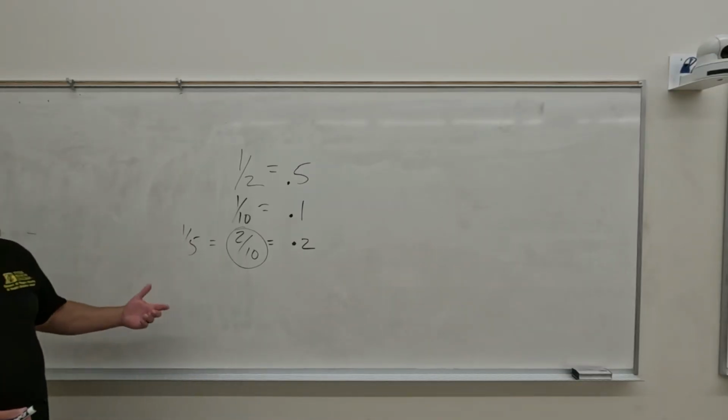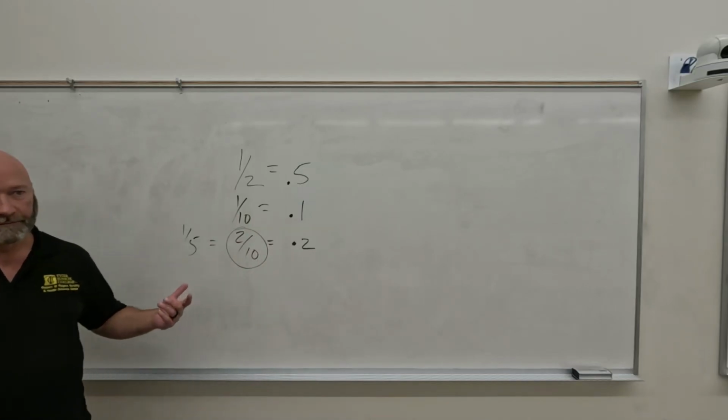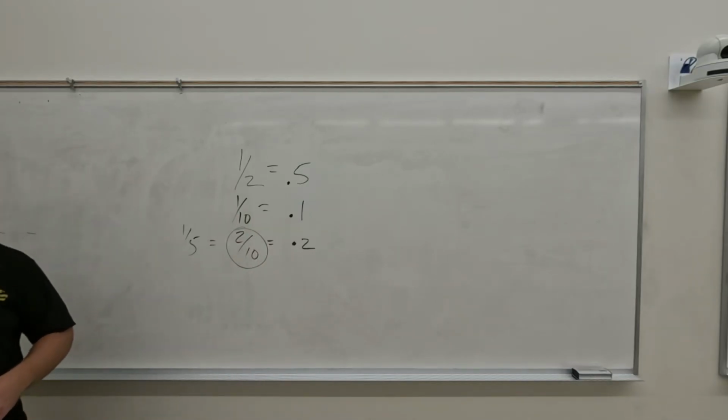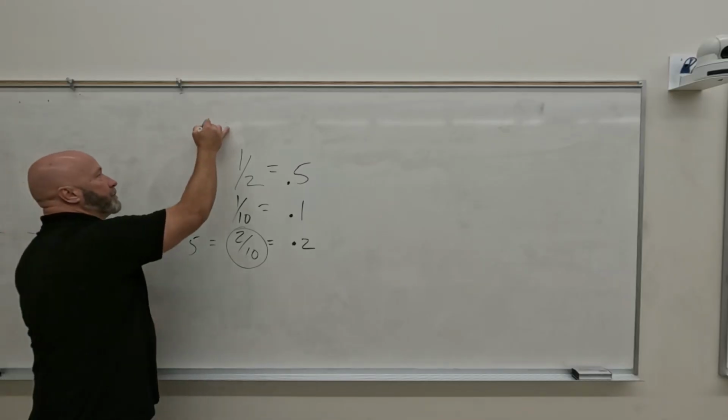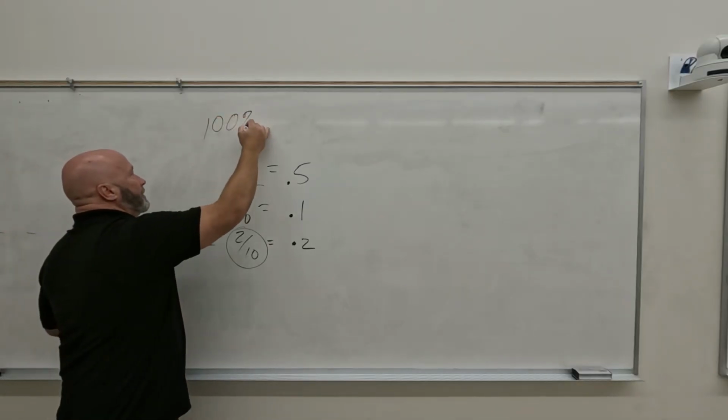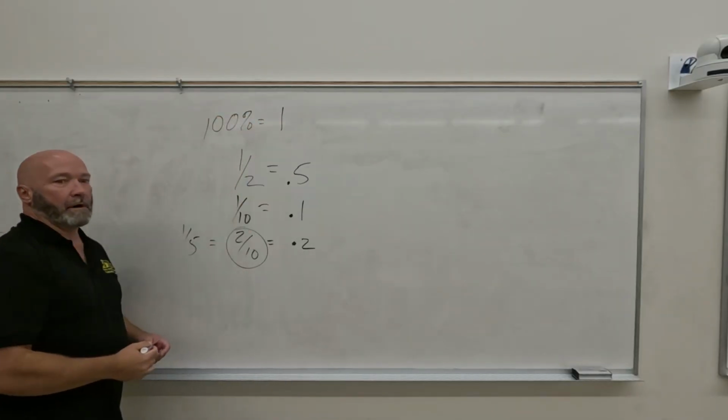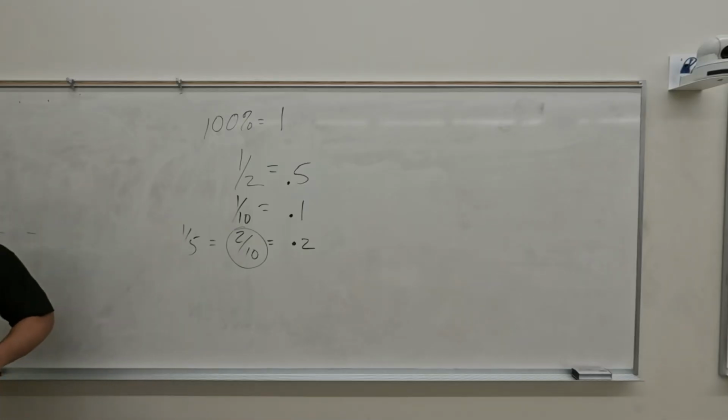Okay, so decimals and fractions are pretty much the same thing, and taking it a step further, percentages are nothing more than a fraction or a decimal, right? So 100%, for example, is the same thing as 1. If you have 100% of something, how much of it do you have? All of it.